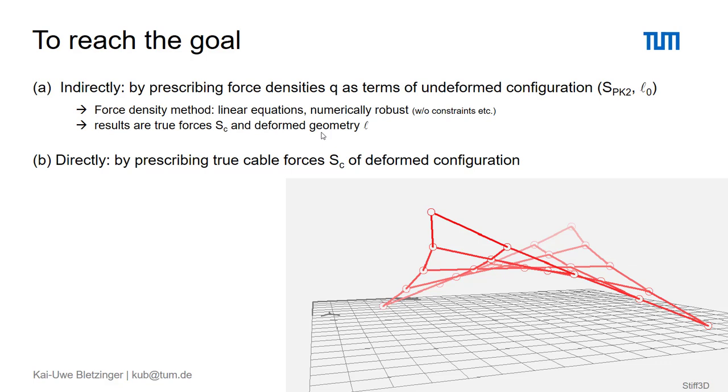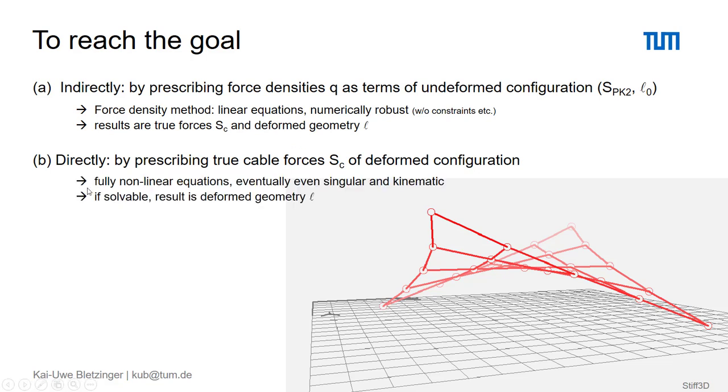The other one, approach B, I call the direct approach. There we are prescribing directly, that's why we call it direct, the true cable forces, S_c, the Cauchy forces of the deformed configuration. With those given forces, we receive fully nonlinear equations in terms of the geometry, which are eventually even singular and kinematic. They are everything else but simple and easy to be solved. But if they are solved, the result is a deformed geometry.